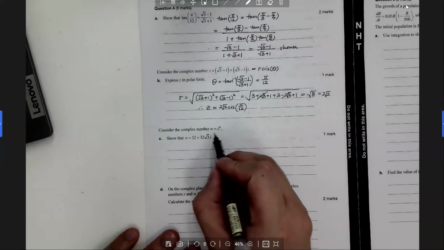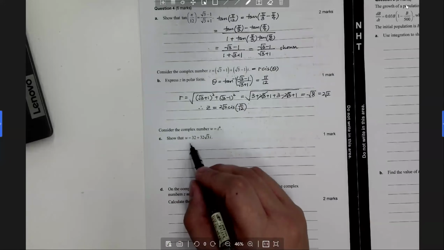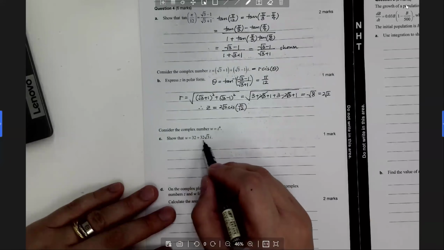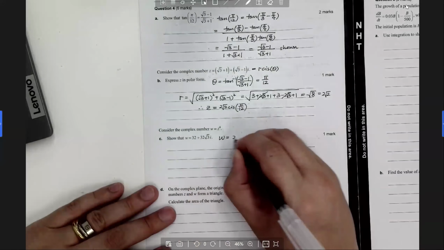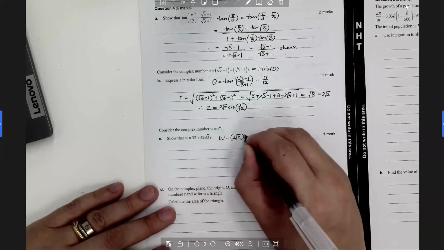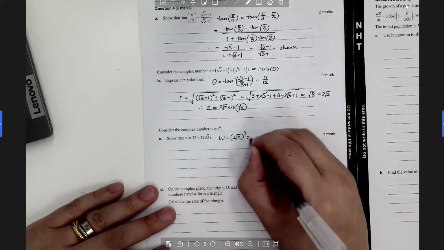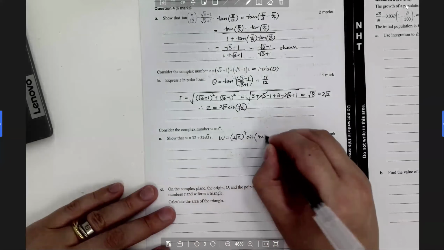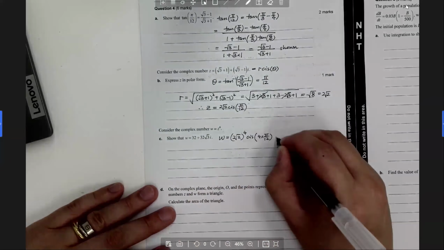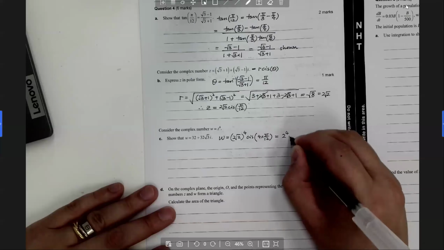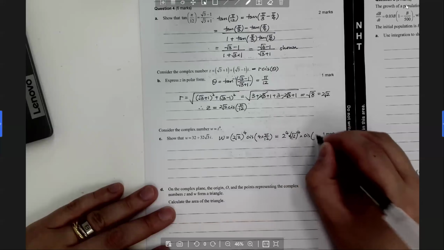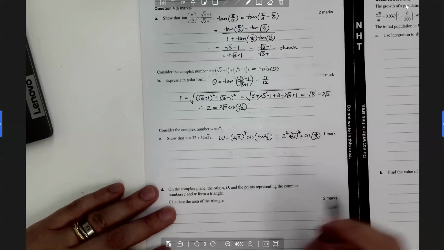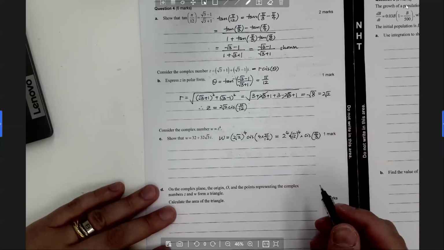Next thing is w equals z to the power 4. Show that w equals 32 plus 32 root 3 i. So w equals 2 root 2 cis pi over 12, all to the power 4. That's 2 to the power 4 times root 2 to the power 4, cis of 4 times pi over 12, which is pi over 3, okay? So I'm explicitly showing De Moivre's theorem.